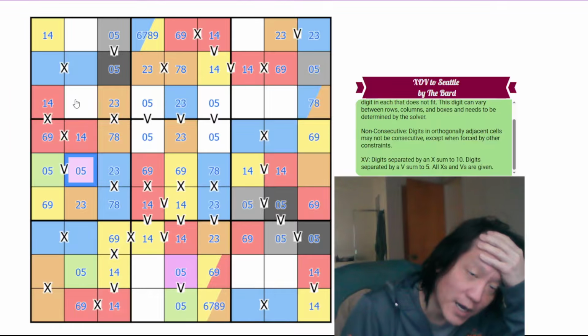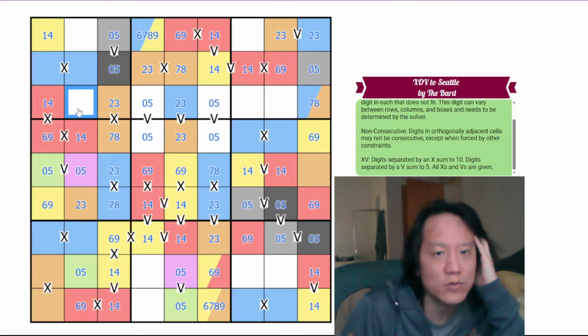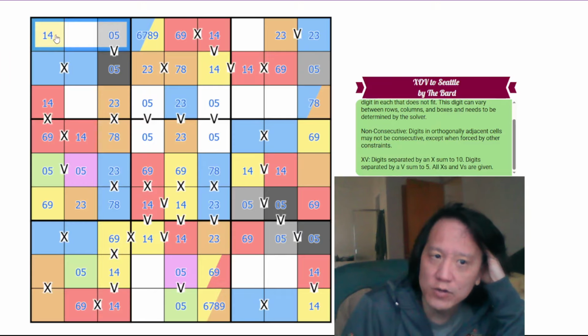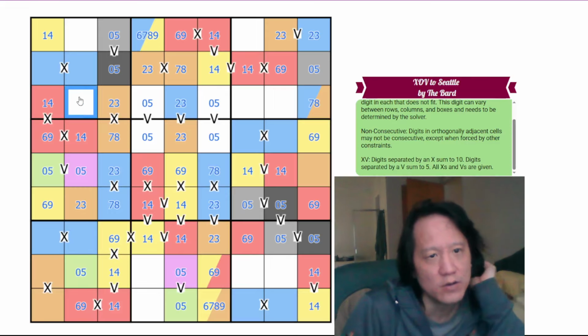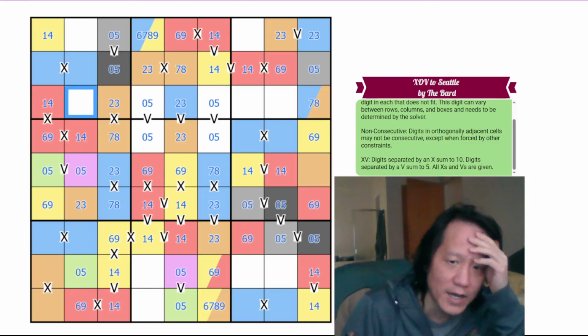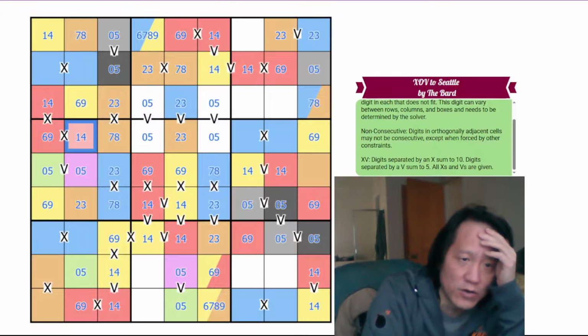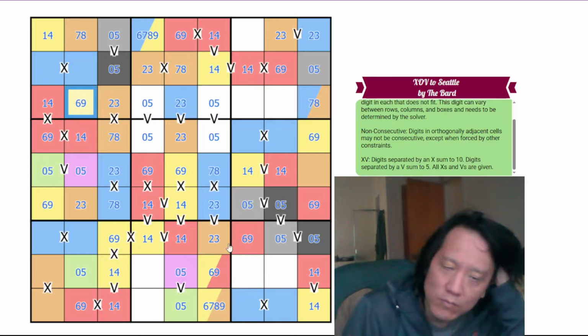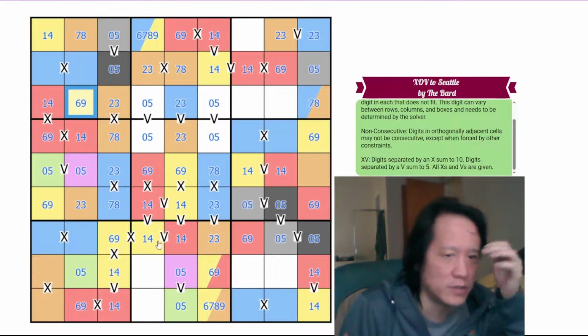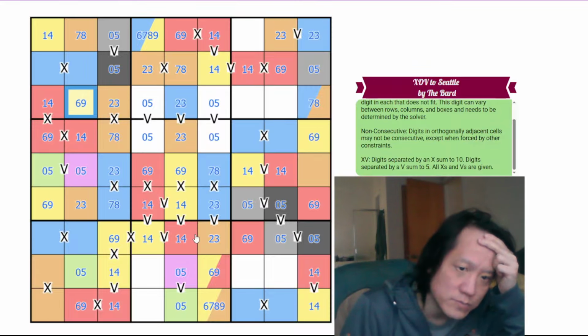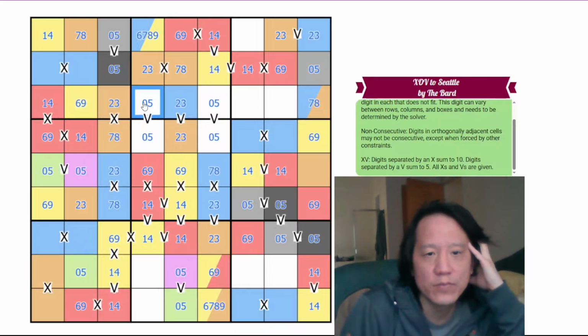We're missing high. So we must be missing low yellow in column 2, because we already have a low yellow in that box, and the remaining cells cannot be low yellow. So we must have high yellow left and high orange. So this is high orange, this is high yellow. Okay.